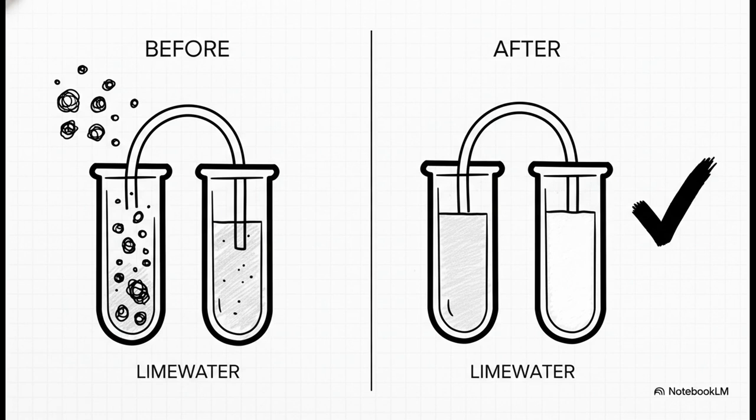And here it is, the moment of truth. We take that gas and bubble it through lime water, which is just a solution of calcium hydroxide. If the gas really is carbon dioxide, it's going to react and form calcium carbonate. That's basically chalk. It doesn't dissolve in water, so it makes the solution look milky. That is our definitive proof. If the lime water stays clear, well, our suspect isn't a carbonate, and we move on to group 2.